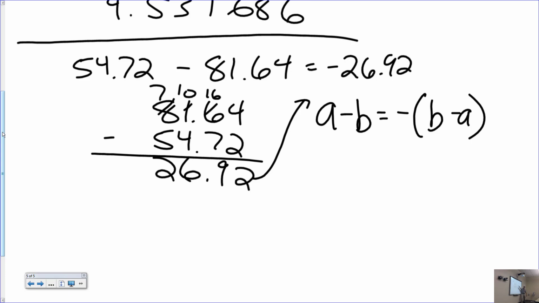And they teach kids this back in like 5th or 6th grade, way before they have any algebra. But they should really show you this first, because this is more important. This is why this works, okay? When you switch the order, you know that you're just going to get the negative of the result that you would get otherwise.